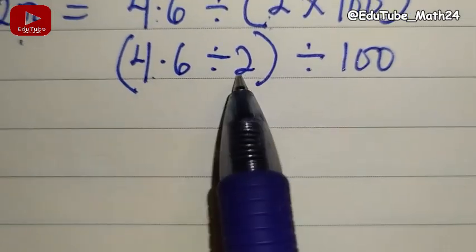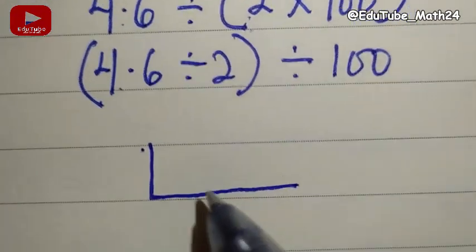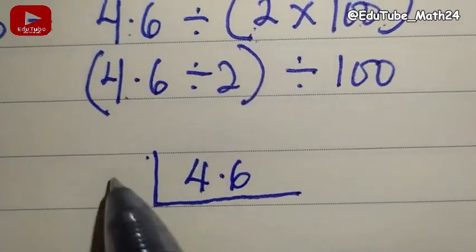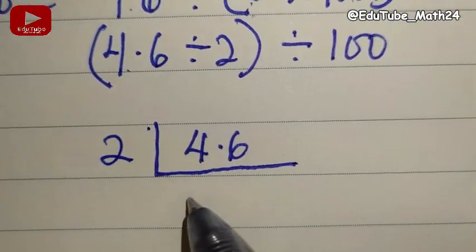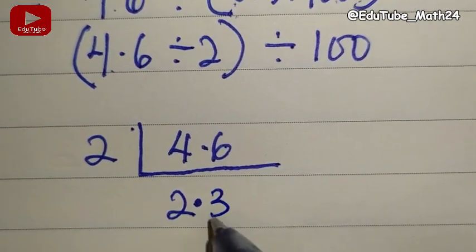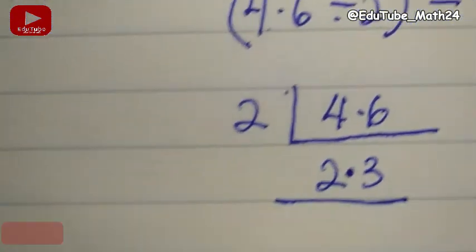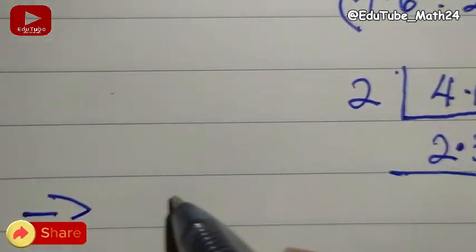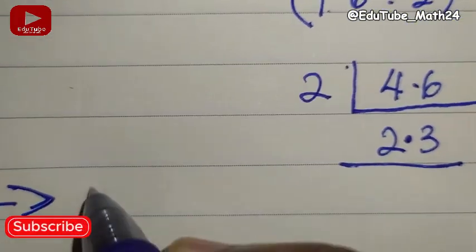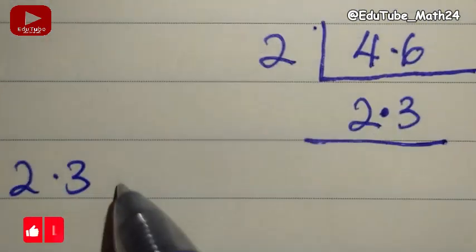So now 4.6 divided by 2, I will use my short division to find out the answer. 4.6 inside and 2 outside. So 2 in 4, that will give me 2. Then I'll bring down my point. And then 2 in 6, that will give me what? 3. So I have a new number. So now the next number, place an arrow here. So now our new number is 2.3. Remember, we still have divided by 100.